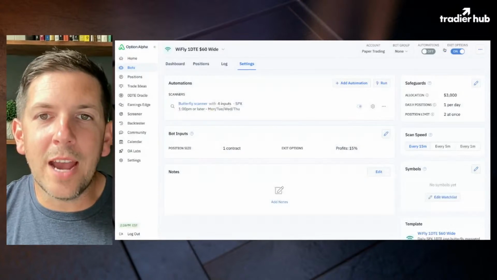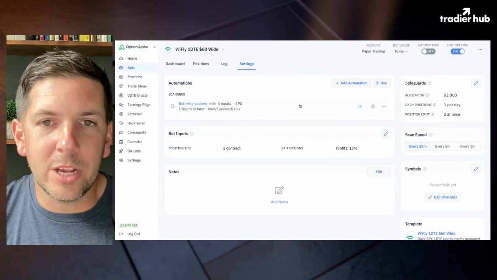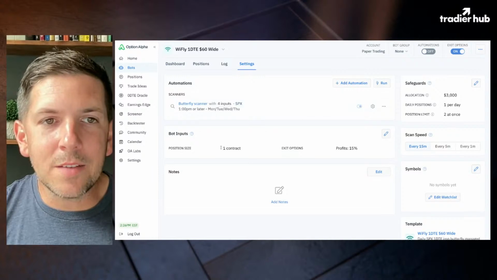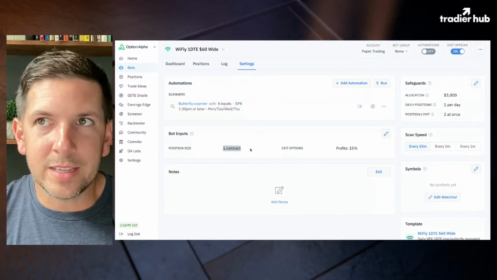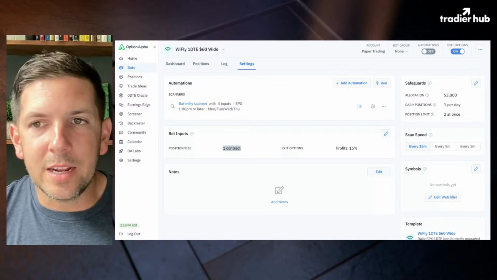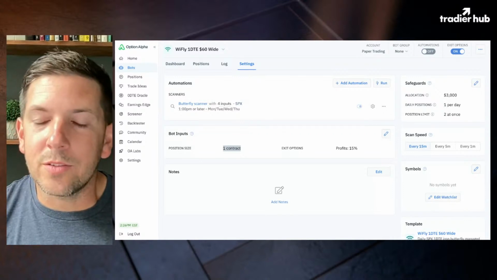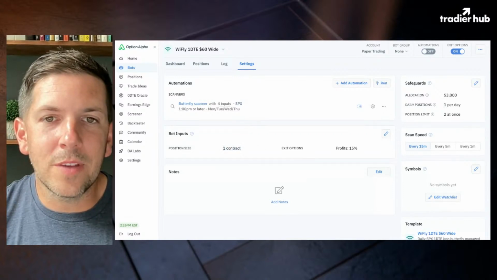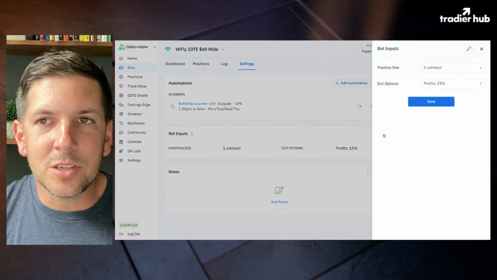So all we need to do now is just turn on the automation and start letting it run. It does have some position inputs or bot level inputs. We did limit it to one contract at a time, so we're not going to get into a scaled position or anything like that. Those are big enough positions all by itself. And then we also have our exit options here that you can set.